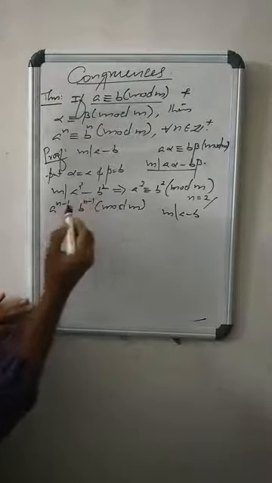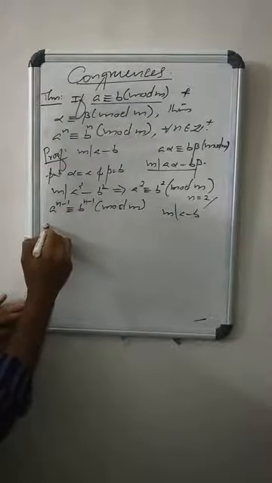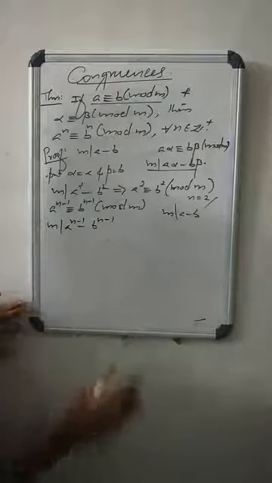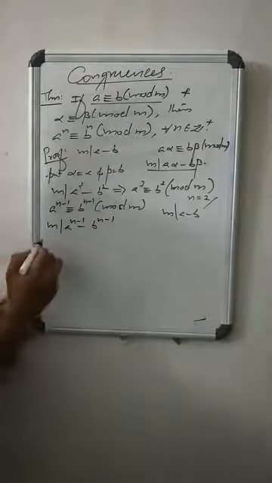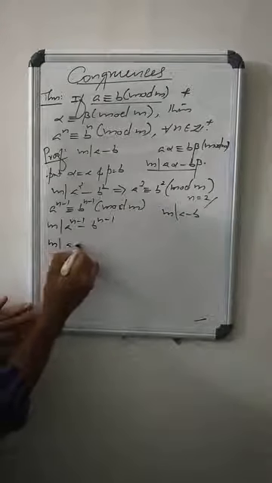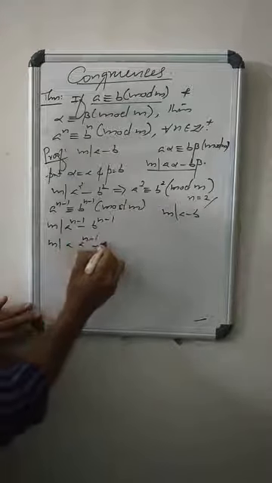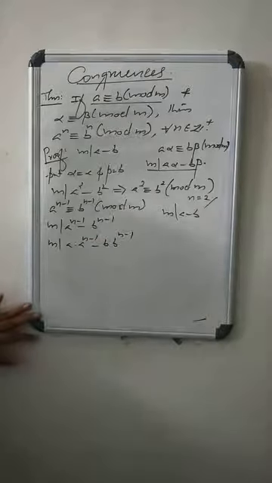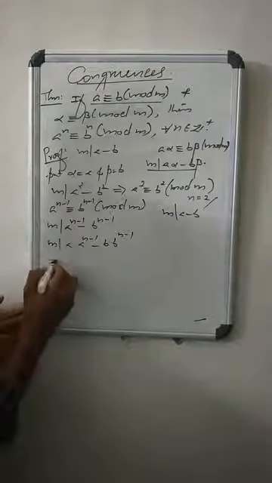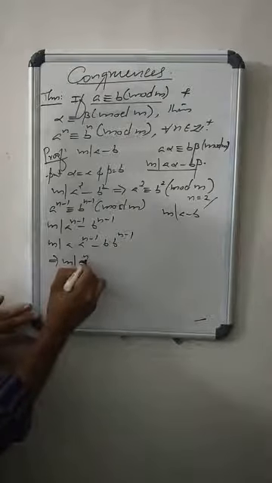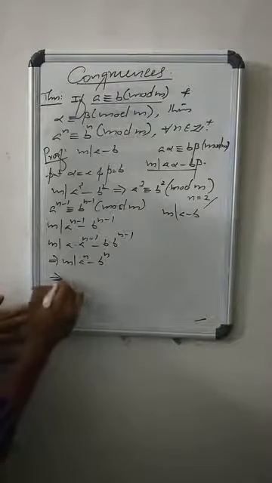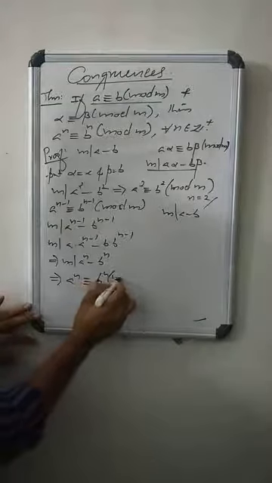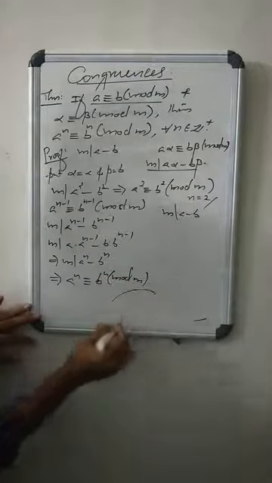a power n minus 1 congruent to b power n minus 1 mod m means m divides a power n minus 1 minus b power n minus 1. Therefore, m divides a into a power n minus 1 minus b into b power n minus 1. That means m divides a power n minus b power n, which means a power n is congruent to b power n mod m. So the result is true for n.